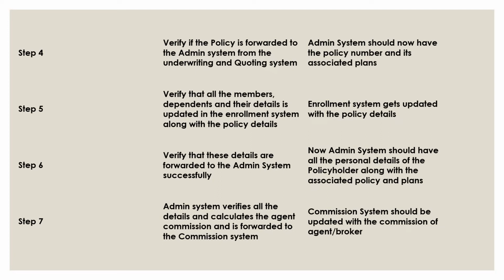Now we have the 7th test case. The admin system verifies all details. This is one of the flows, and for one flow there are a lot of test cases and expected results. The admin system verifies all the details, calculates the agent commission, and forwards it to the commission system. The commission system should be updated with the commission of the agent and group.